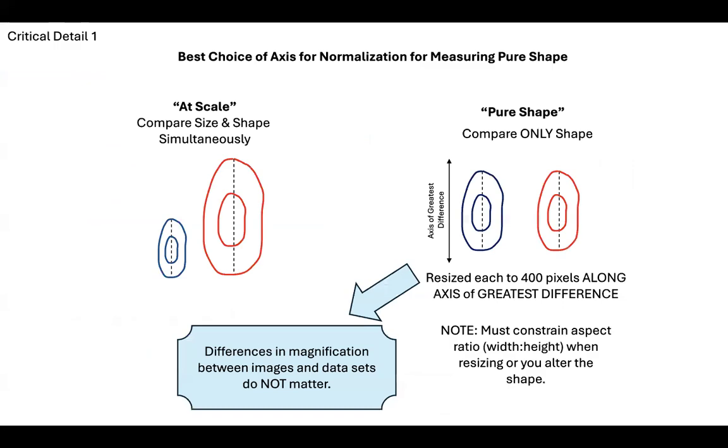A very important detail is that ShapeGenie allows us to measure what we call pure shape. By resizing objects in a standardized method, we can separate the effect of size from the effect of shape. We made sure to constrain the aspect ratio when resizing so that the object isn't skewed. And pure shape is measured in a way that is dimensionless, meaning that even if objects are at different magnifications, we can still measure their pure shape objectively.